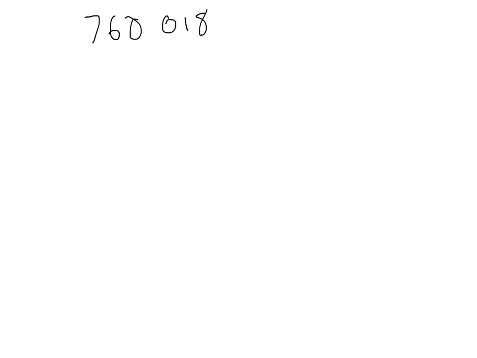So what is this number? 760,018. So I have a 700,000 plus a 60,000 plus a 10 plus an 8. That's it. It's not too bad.